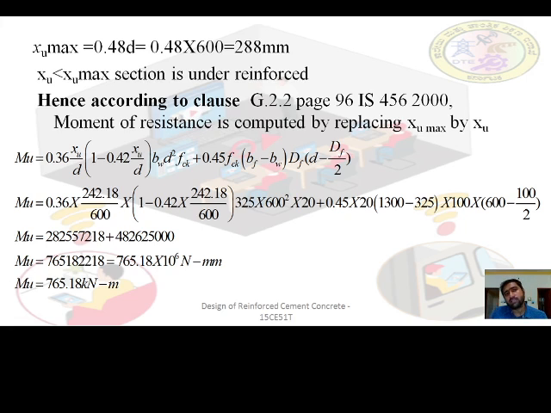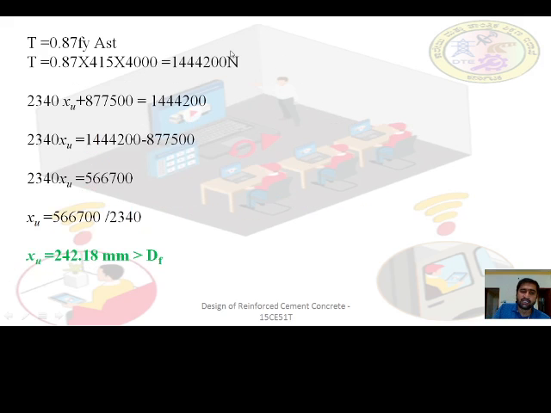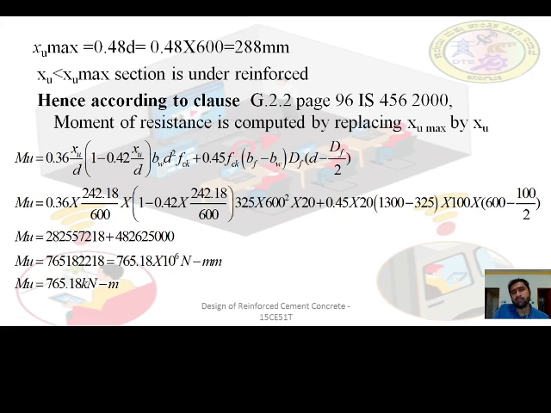So what is the next step? The XU value we have obtained, we will compare with XU max to check whether the section is under reinforced or over reinforced. XU max, for 415 steel, is 0.48 times D. Substituting the depth, I get 288 millimeter. So XU max is 288 mm, XU is 242 mm. Since XU is less than XU max, the section is under reinforced.